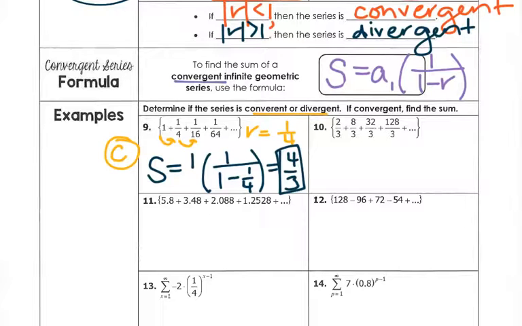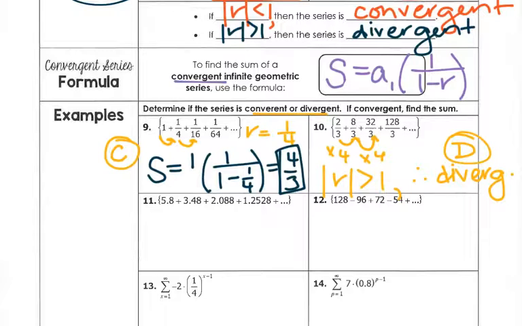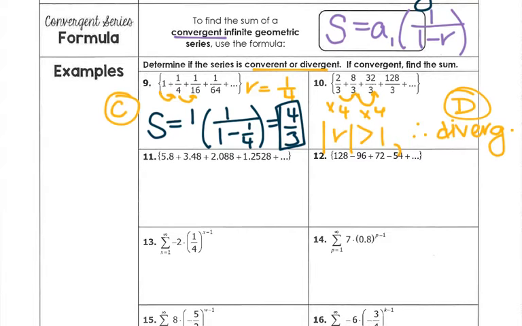Okay, now let's look at 10. To go from 2/3 to 8/3, I need to multiply by 4. From 8/3 to 32/3, again, multiply by 4. Okay, so the absolute value of R is greater than 1. Therefore, those 3 dots mean therefore, we can say the series is divergent. And I ran out of space. We could also write a shortcut essentially and write D for divergent. Okay, so you get the idea from 9 and 10.